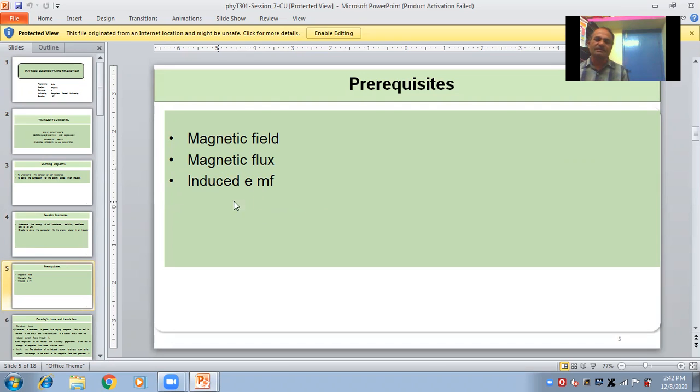And what is the induced EMF? Induced EMF means electromotive force. This electromotive force is induced in a coil whenever the magnetic flux linked with that coil changes. It is the consequence of Faraday's law that we are going to study later.